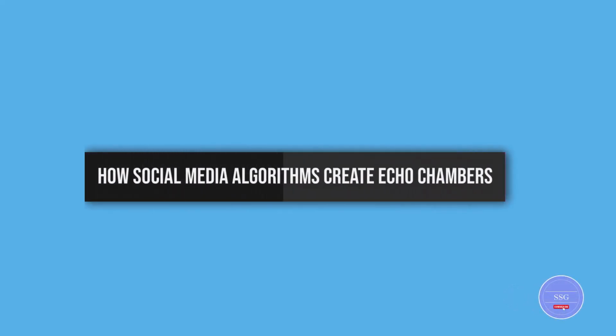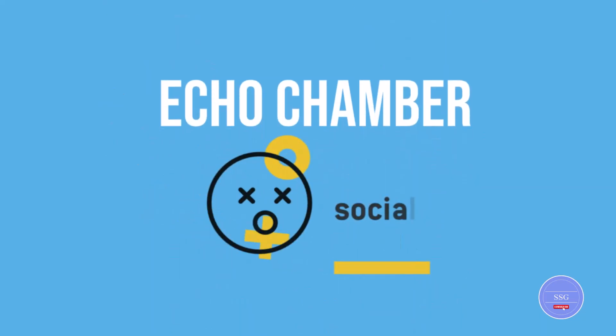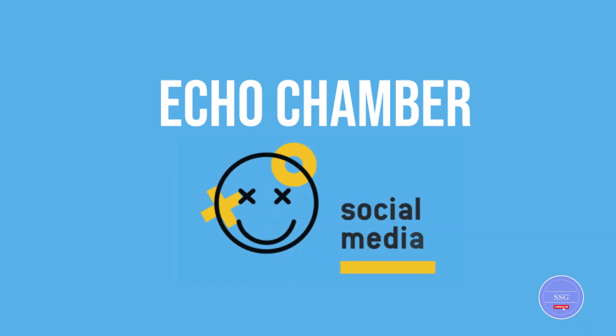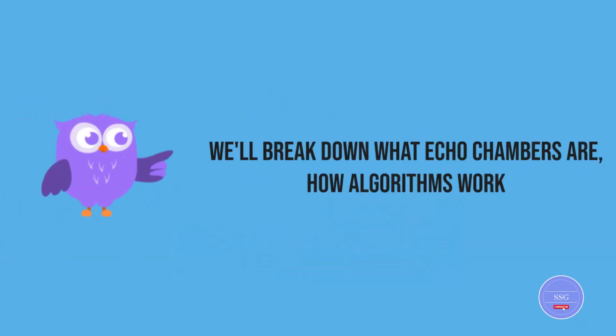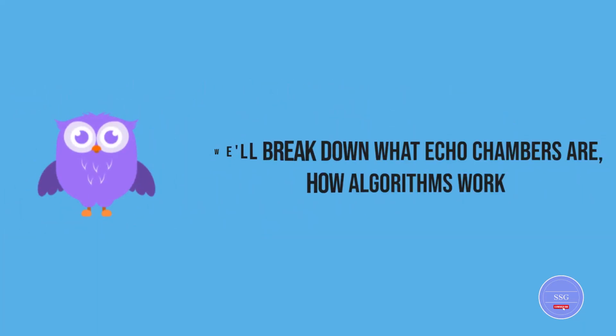Today we're diving into the world of social media algorithms and how they can create echo chambers. Ever feel like you're only seeing news and opinions that agree with your own? That's the echo chamber effect, and it's something social media algorithms can contribute to. In this video, we'll break down what echo chambers are and how algorithms work.